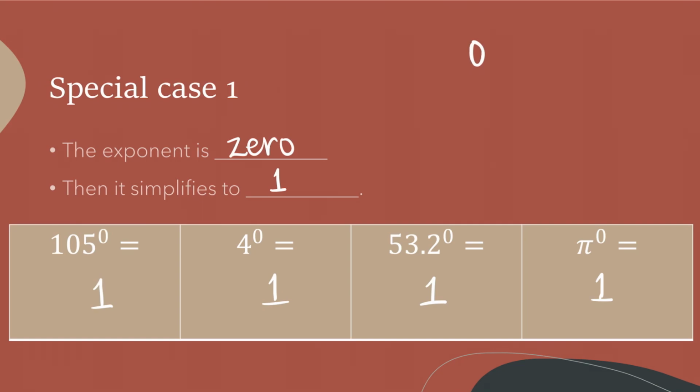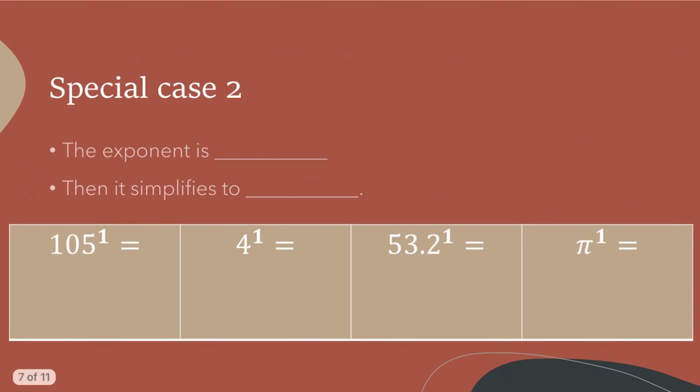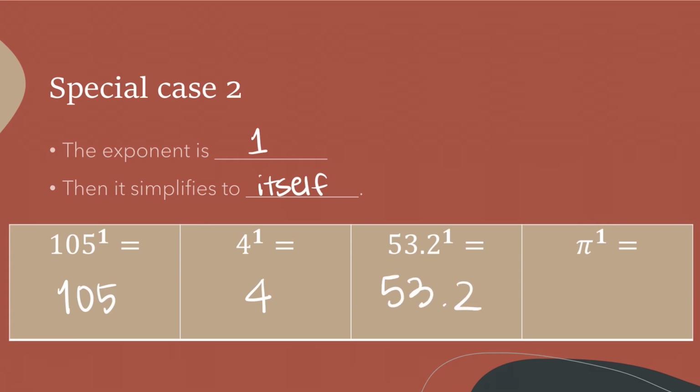Okay, special case number 2. If the exponent is 1, then it simplifies to itself. If we use the same numbers as before, 105 to the first power would be 105. 4 to the 1 would be 4. 53.2 to the first power would be 53.2, and pi to the 1 would be pi. The reason for these comes from the definition of exponents.